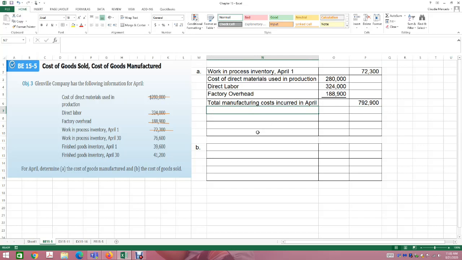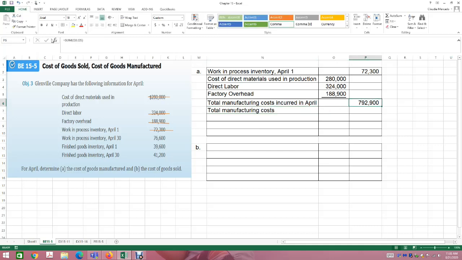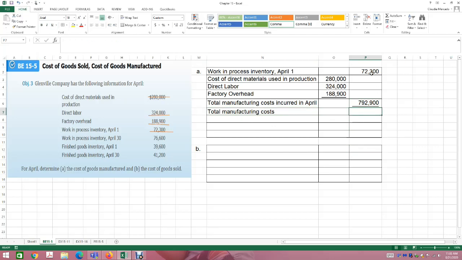Now I can get my total manufacturing cost. Your total manufacturing costs are any cost to manufacture. And then we have our beginning manufacturing costs. We have to finish manufacturing those $72,300 of product that we had from last month, and then this is what we put into production this month of April. So we're going to add those two together to get your total manufacturing costs.